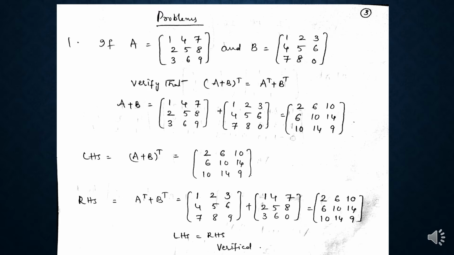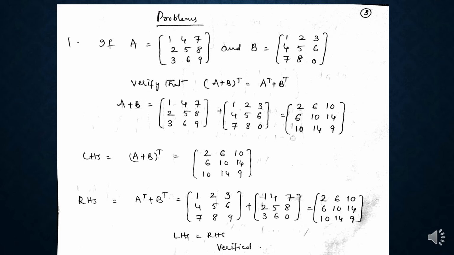A plus B whole transpose. By transposing this matrix, that is, by interchanging the rows and columns, we write the first column 2, 6, 10 as the first row, the second column 6, 10, 14 as the second row, and the third column 10, 14, 9 as the third row. Now the RHS is equal to A transpose plus B transpose.